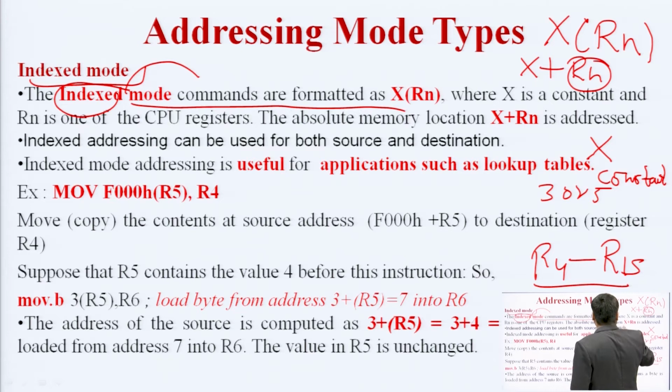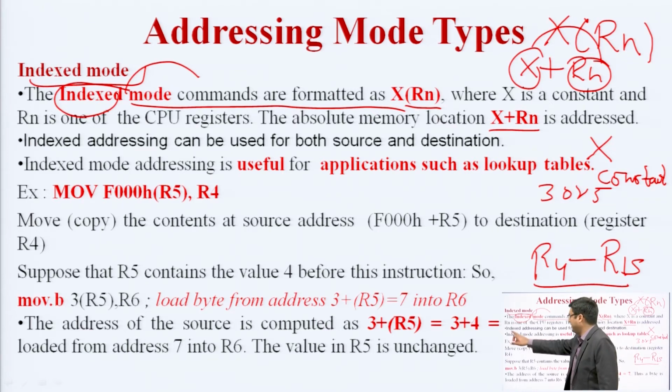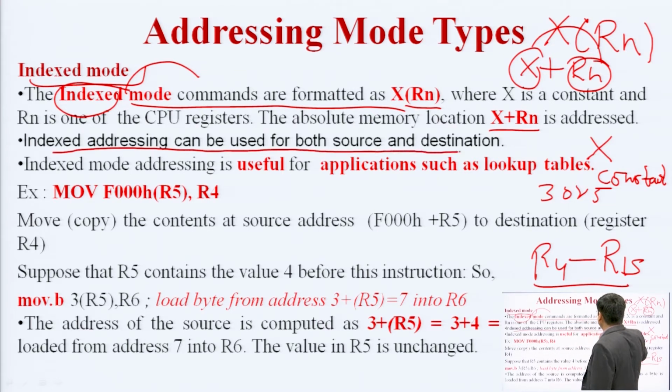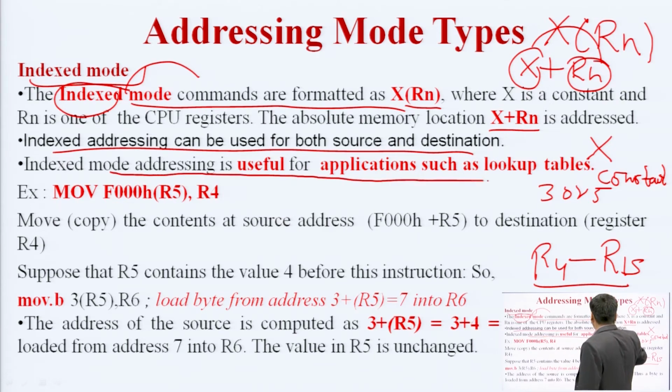So through this instruction we are adding some constant value to the general purpose register. So X(Rn), X plus Rn, is the indexed value. Index addressing mode can be used for both source and destination, we can deal in both ways. Index mode addressing is useful for applications such as lookup tables. If we want to go from one value to another value in lookup tables, we can use index addressing mode.